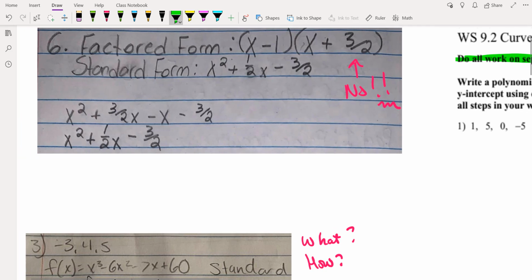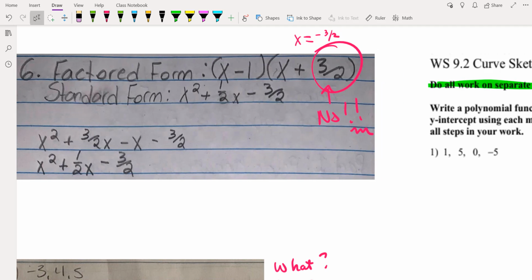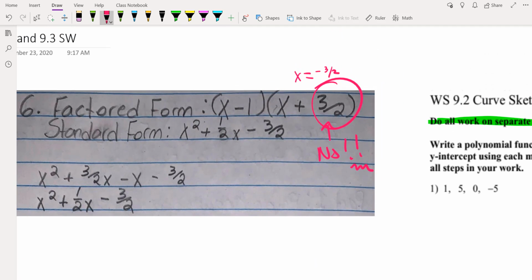Here's one student's work from problem number 6. Remember, these were in the video, so you've got to be focused, be engaged, and ask questions. When you have a 0 that is a fraction, given as x equals -3 halves, the factor is not x plus 3 halves. No, it is not. The correct factors should be x minus 1 and 2x plus 3.